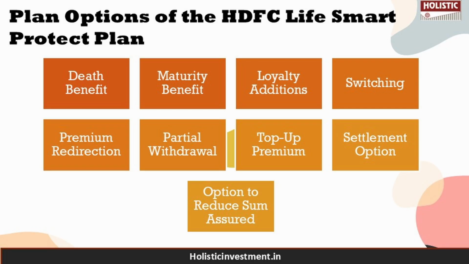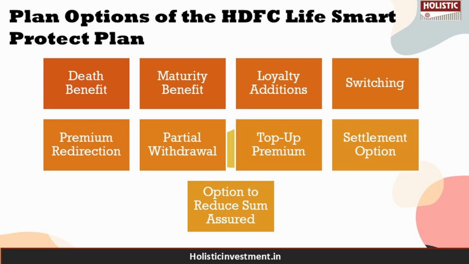There are also benefits like death benefit and maturity benefit, which all differ based on the plan option you have opted for. And it has another benefit like loyalty additions. So this product offers a return of 2 to 3 times your mortality charges, a return of 2x of your premium allocation charge, a return of your fund management charges excluding taxes, and also a return of 2x of your investment guarantee charges. They also have other benefits like switching, premium redirection, partial withdrawal, top-up premium, settlement option, and you also get the option to reduce your sum assured.